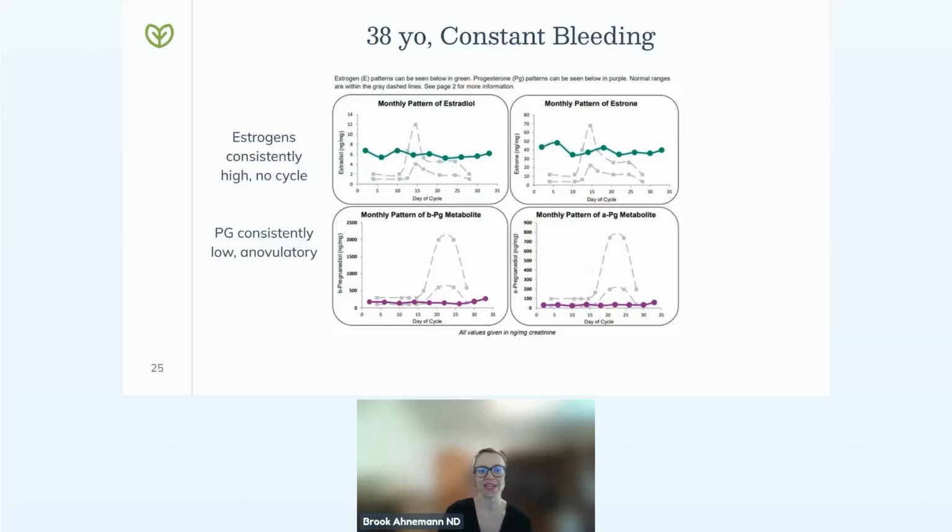All right, so here we have a 38-year-old who's having constant bleeding. Wanted to see why that might be. You can see that there is lots of estrogen consistently throughout the cycle. We never get any rise in progesterone. So really an anovulatory picture. Ended up that she had endometrial hyperplasia. Obviously, there's a lot of estrogen around and unopposed estrogen, so that likely was a contributor to that hyperplasia.